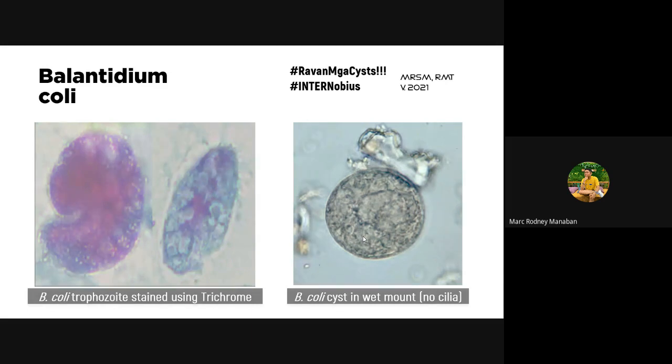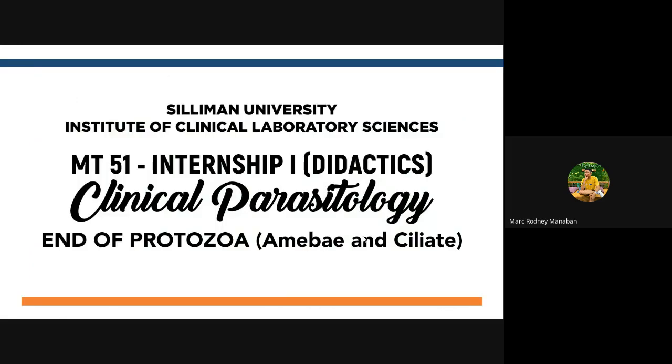So these are how we identify your B. coli. What we need to take note of in identification is the presence of a large kidney-shaped macronucleus, both in trophozoites and the cyst. Okay, and that's the end. Yes, that's the end of the first group of protozoa lecture, both your amoebae and your ciliate.